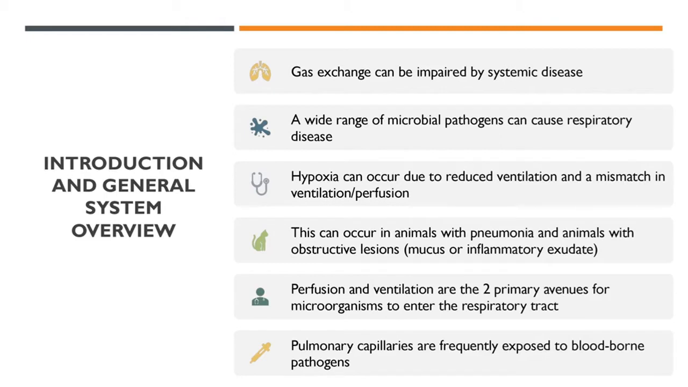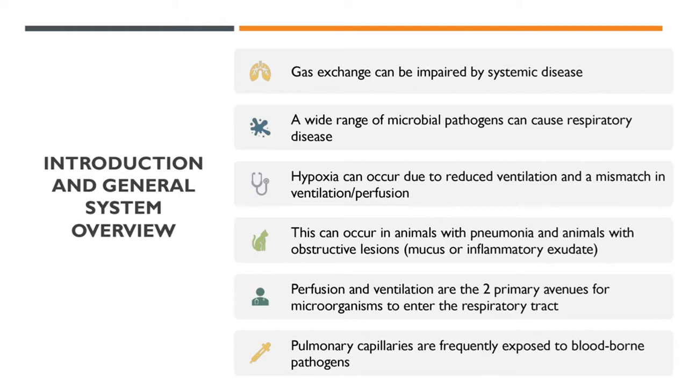Microbial pathogens are responsible for several diseases of the respiratory tract that cause a decline in ventilation and in gas exchange, and this leads to hypoxia, which is a major complication in animals suffering pneumonia. Hypoxia may also be caused by obstructive lesions in the upper respiratory tract, such as mucus and inflammatory exudate.